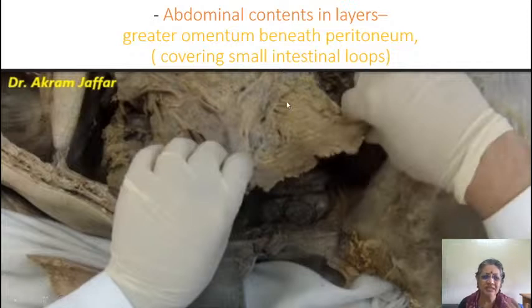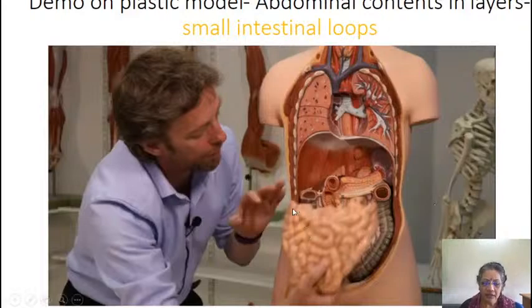So what you will see first is an apron of omentum loosely hanging, which has a free edge like that, which will be covering all the loops of intestine just as soon as you open the peritoneal cavity from the anterior side. When you lift that, then you will see the next layer, which is these small intestine loops underneath the omentum.